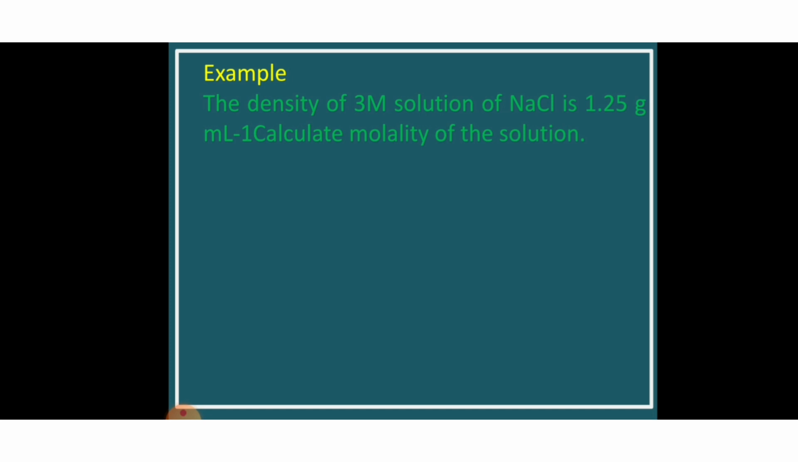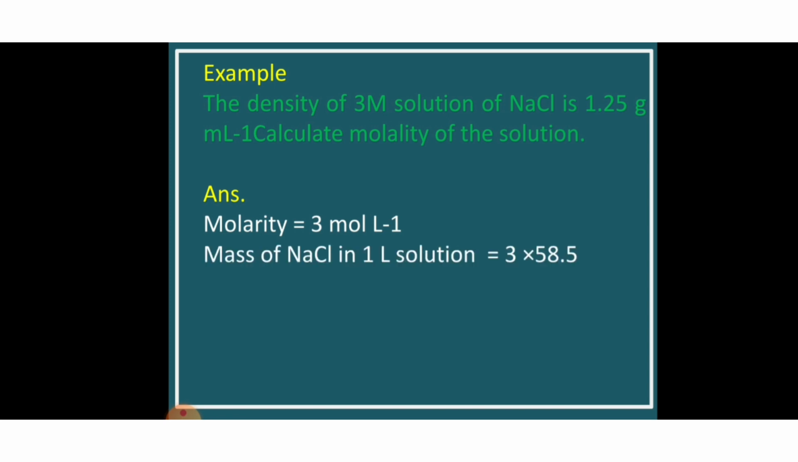Example: the density of 3 molar solution of NaCl is 1.25 gram per milliliter. Calculate molality of the solution. Answer: molarity is equal to 3 mole per liter. Mass of NaCl in 1 liter solution is equal to 3 into 58.5, which is equal to 175.5 gram.